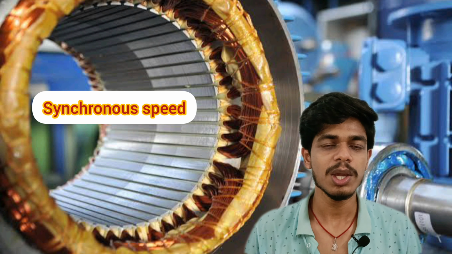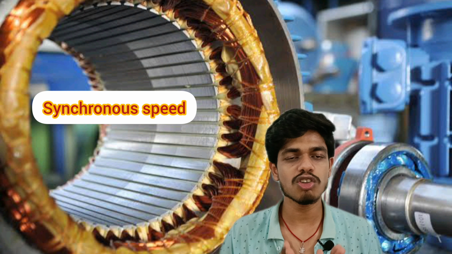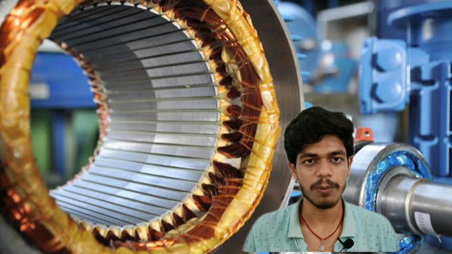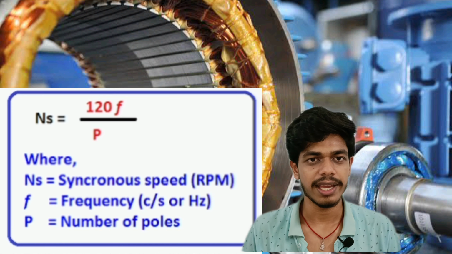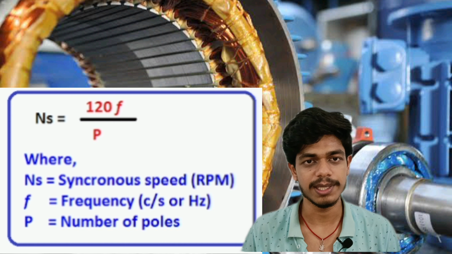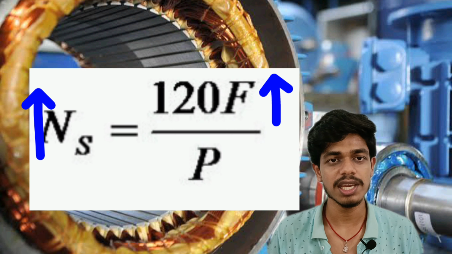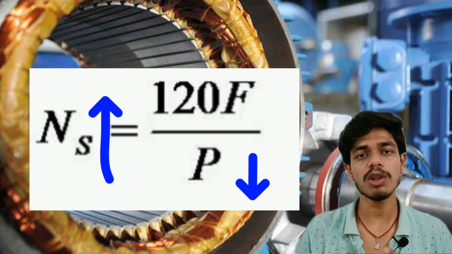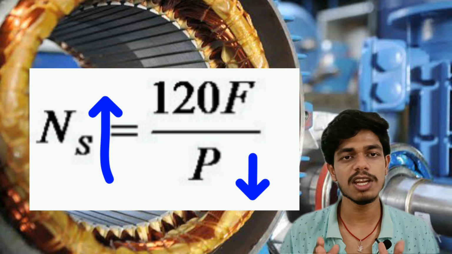This synchronous speed we can determine using the number of poles and the supply frequency. It is determined by this formula that you can see: Ns is equal to 120 f by P. If you increase the frequency, then the speed automatically increases. If you decrease the number of poles in the rotor, then the speed also increases.